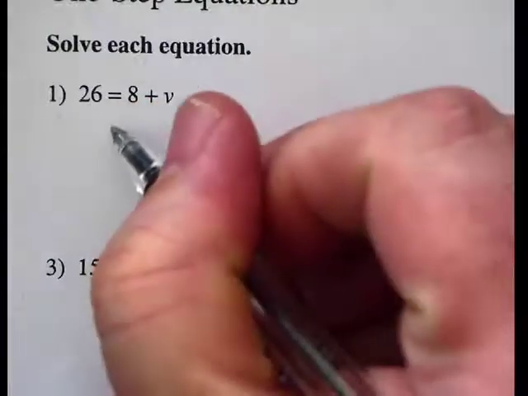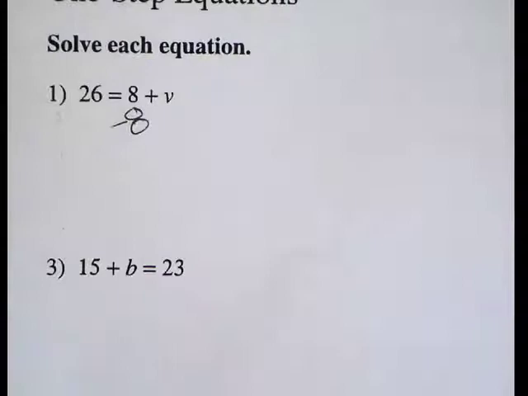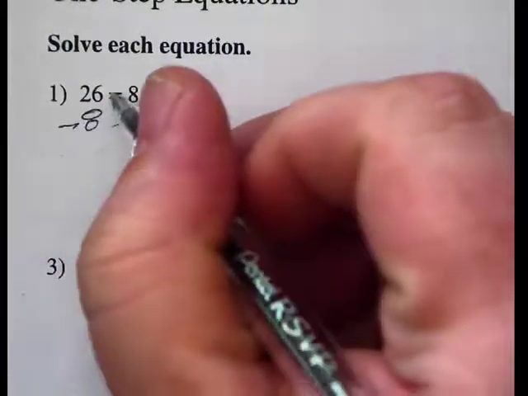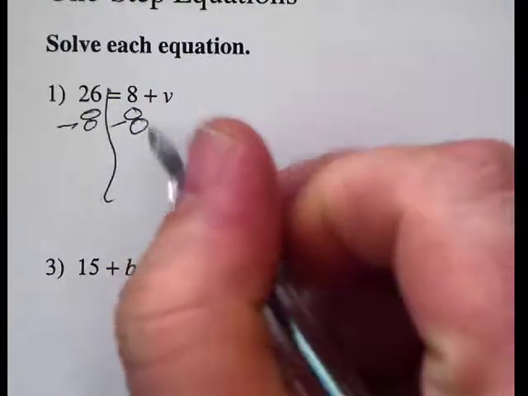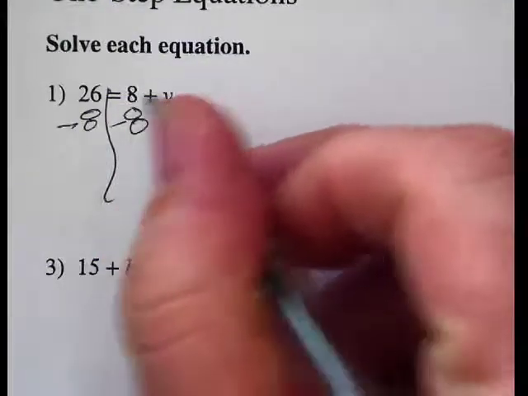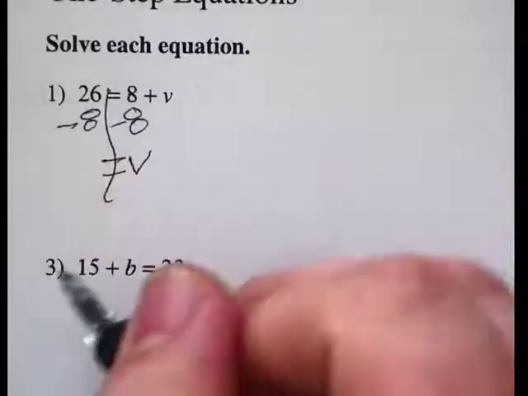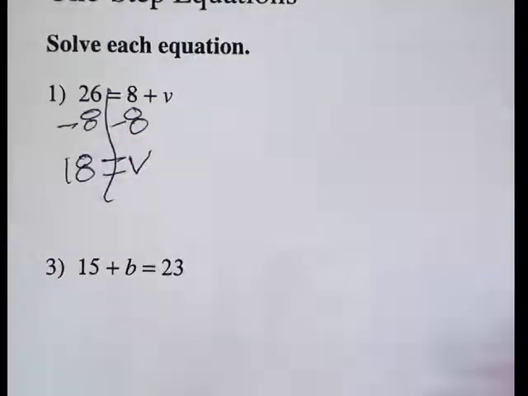And that's going to include just one movement. So here we need to subtract that 8. We need to get it away from the v. So we're going to do it over here as well. Remember, you got to keep it balanced. Whatever you do to one side, you've got to do to the other. So with 8 minus 8, that's 0. 0 plus v is v. And 26 minus 8 is 18. So that's your answer. When you get the variable by itself, you don't need to go any further.